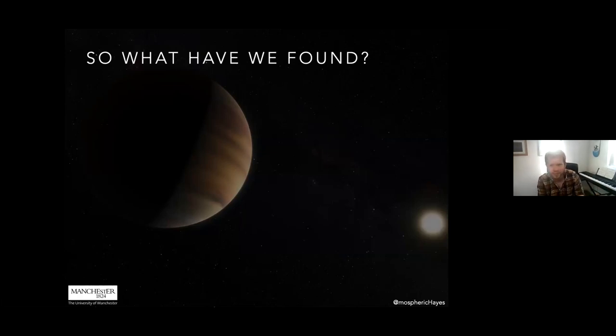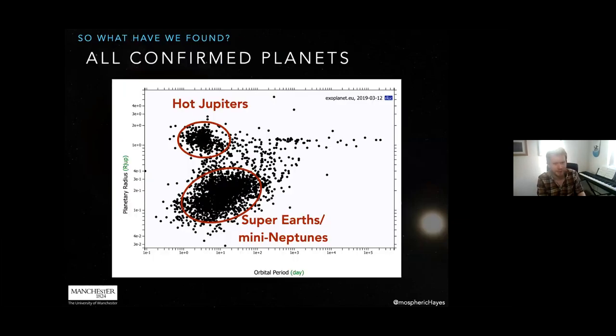I'm going to take you on a little tour of what we have found. This is the state of play as of, I think, about 6 to 8 months ago when I first wrote this talk, before the pandemic got in the way and I didn't really update my slides. So what have we found? These are some confirmed planets. Ignore that date, that's a while ago. But this is starting to give you an idea of what we're seeing.